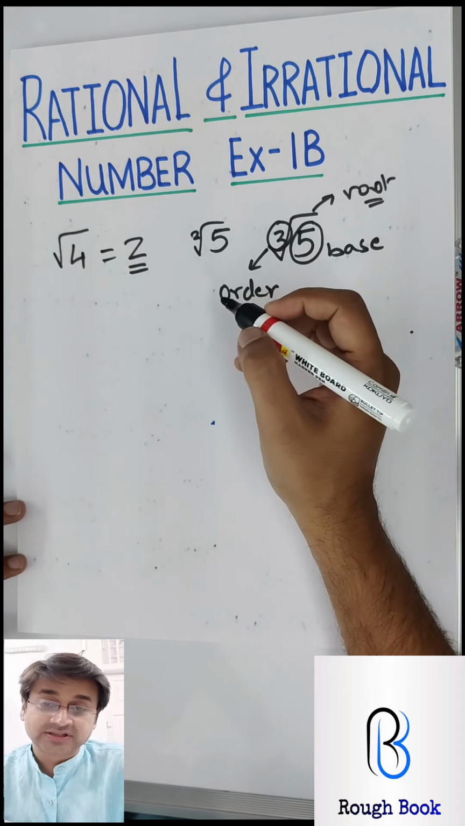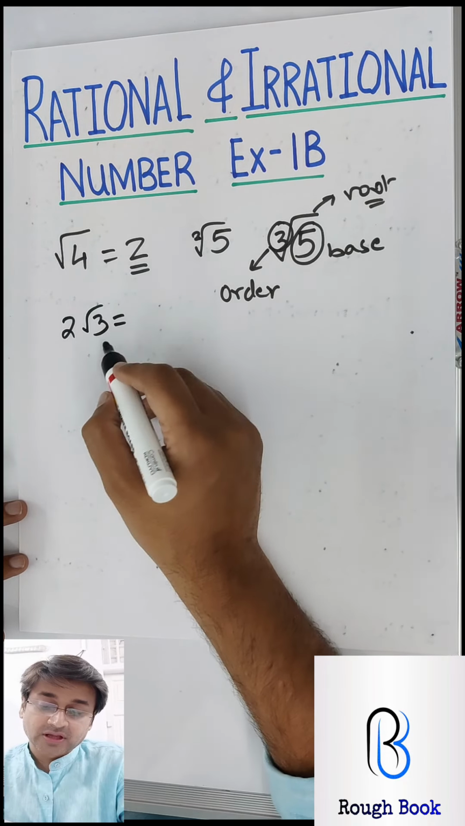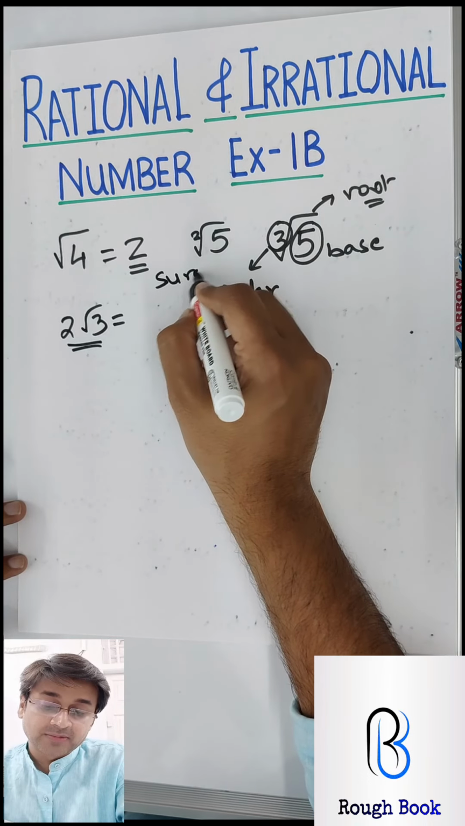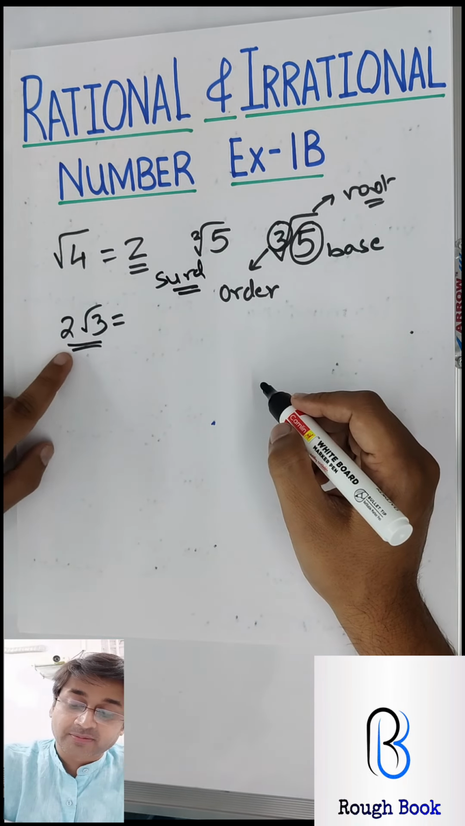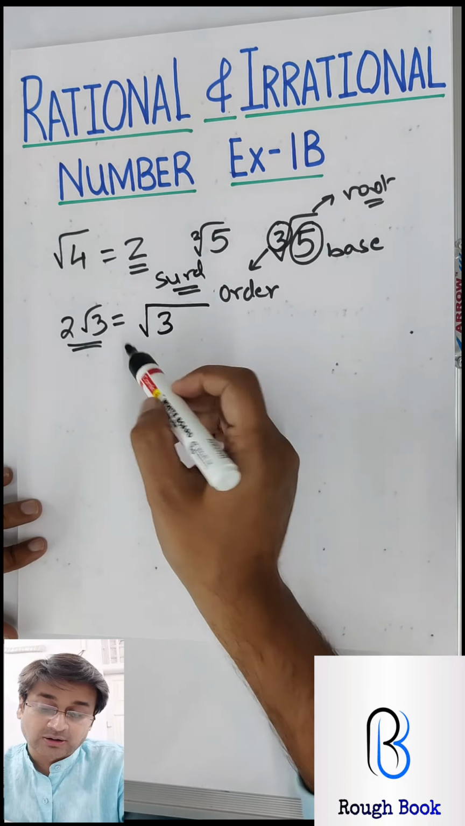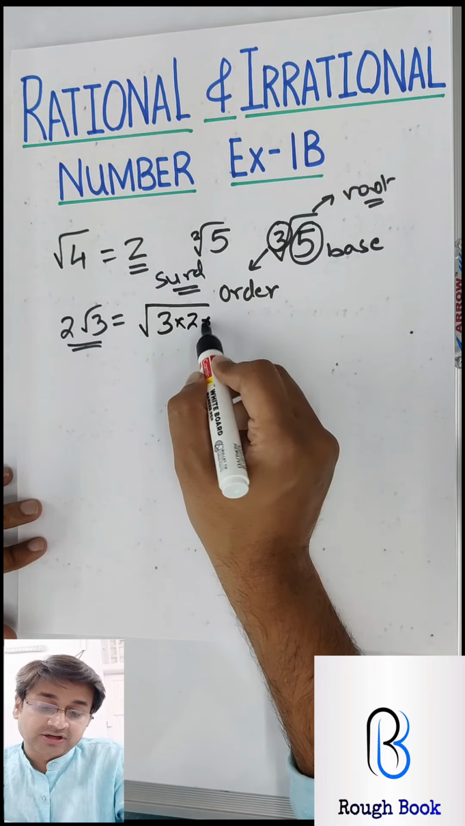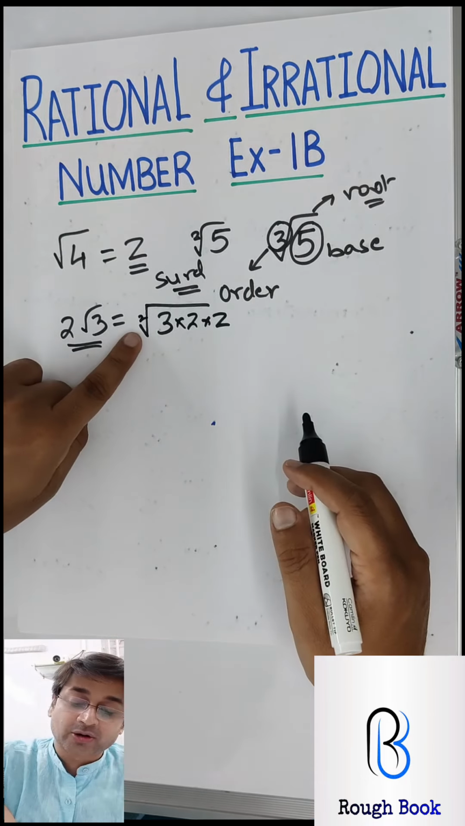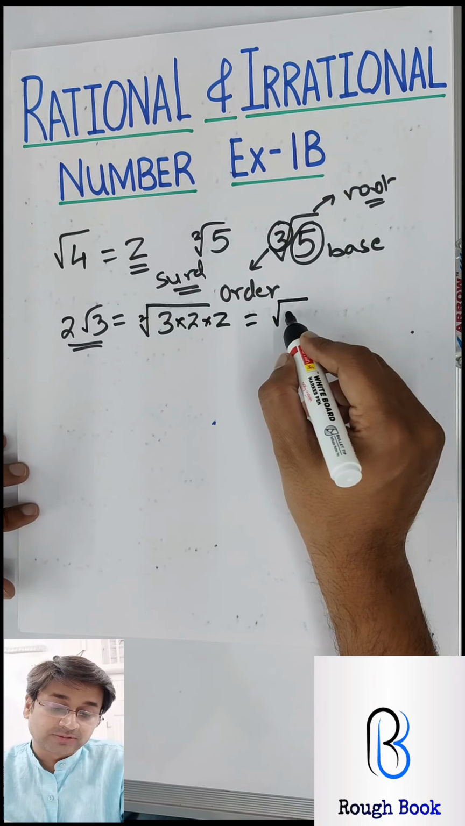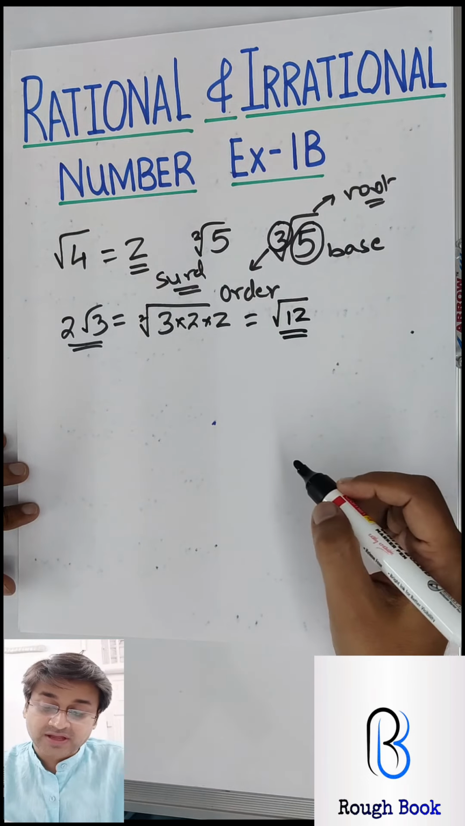How are you going to make the orders the same? If I say 2 root 3, this is a surd. But it's a mixed surd because you have a number outside and inside. Can you make it a pure surd? Yes. How? Push this inside. When 2 goes inside, it has to be written twice because there is a square root. So 2 2s are 4, 4 3s are 12. So you say square root 12.